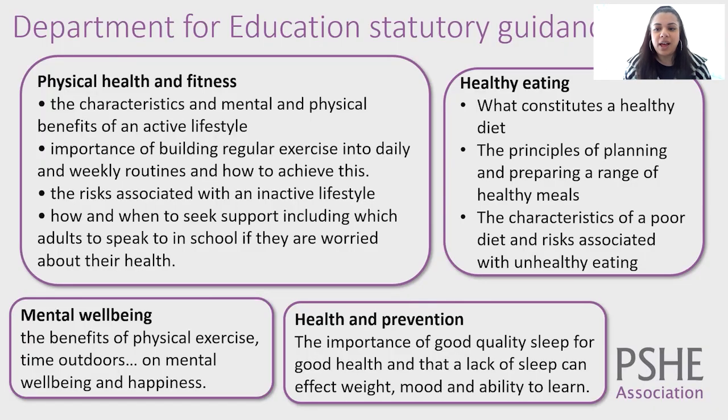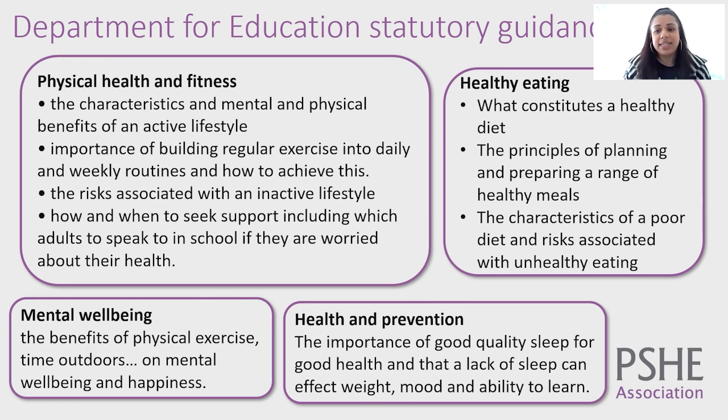So first of all, I just want to highlight what the statutory relationships and health education guidance states pupils should know by the end of primary school. We'll have a look at secondary guidance in just a moment as well. So within physical health and fitness, pupils should know about the characteristics and mental and physical benefits of an active lifestyle, the importance of building regular exercise into daily and weekly routines and how to achieve this, the risks associated with an inactive lifestyle, and how and when to seek support, including which adults to speak to in school if they are worried about their health.